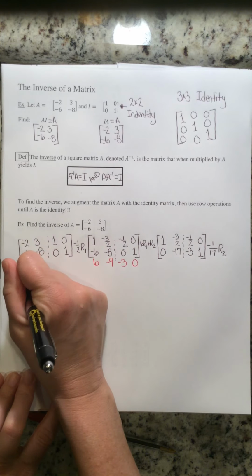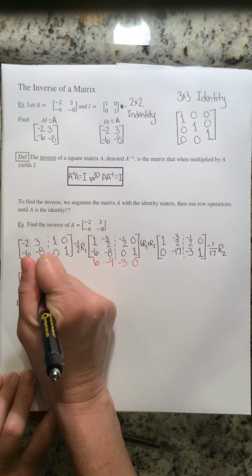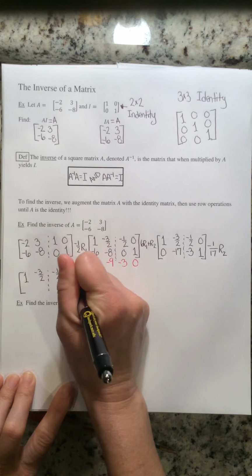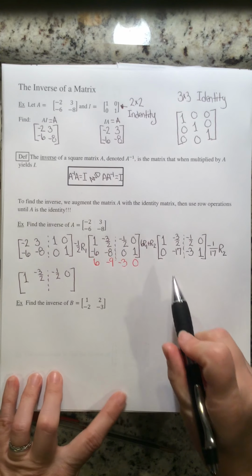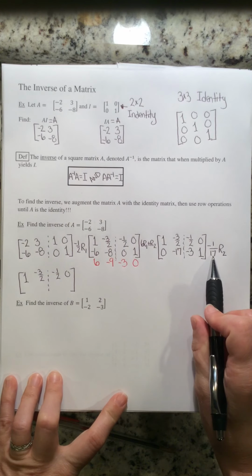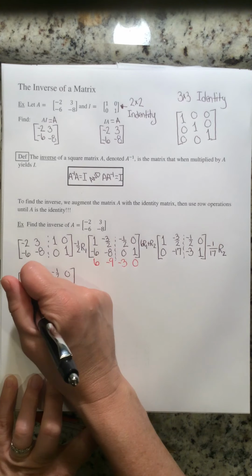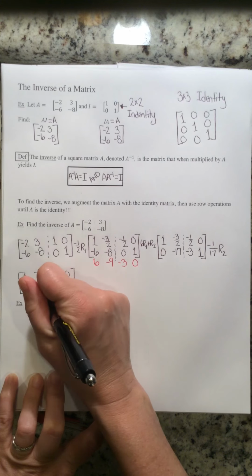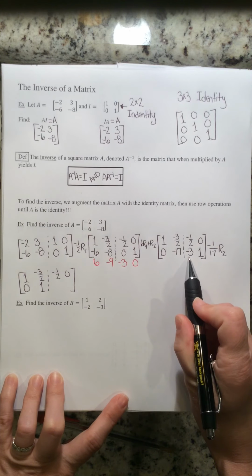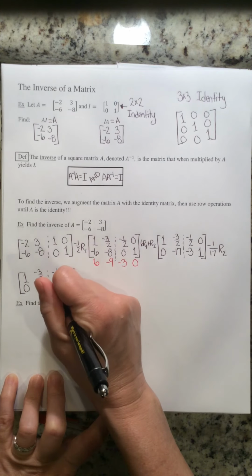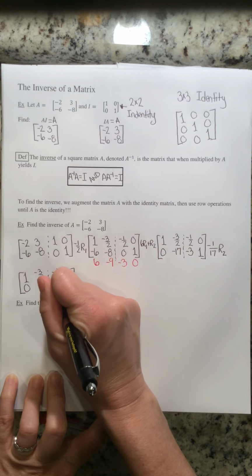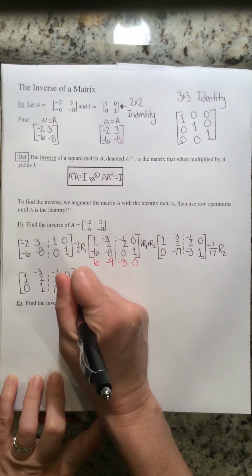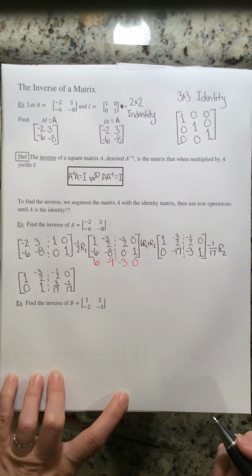Again, the top row is not changing, so I'm going to copy row 1 exactly as it is. And now my new bottom row, multiplying by -1/17. 0 times -1/17 is 0. -17 times -1/17 is 1. -3 times -1/17 is +3/17. And 1 times -1/17 is -1/17.